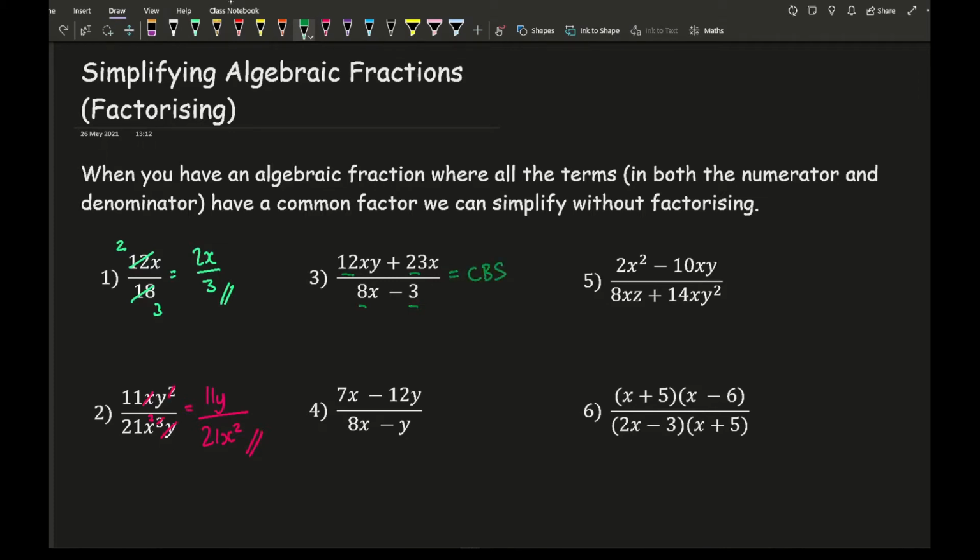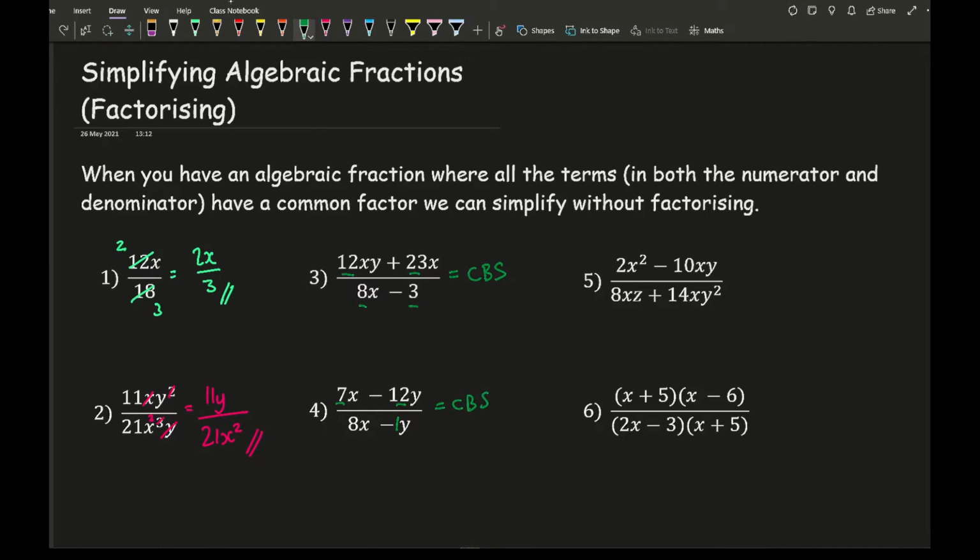Now, I wouldn't write CBS, only I know what that means, but like I said, what I'd write in words is cannot be simplified, obviously CBS in terms of writing that down. So in terms of question 4, or example 4, we've got 7x minus 12y over 8x minus y. So again, there is no common number that goes in. Now obviously there is no number in front of the y, but I can imagine there's a 1, and again I can't cancel in terms of regards to 1. Also, not all 4 terms have got the same letters, so again that one is a CBS.